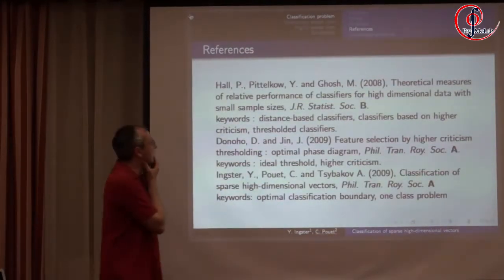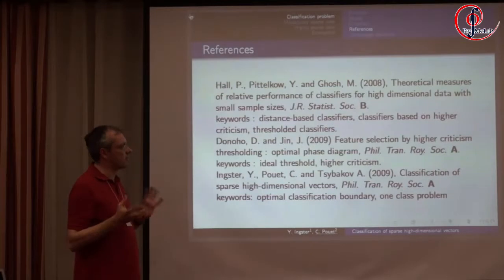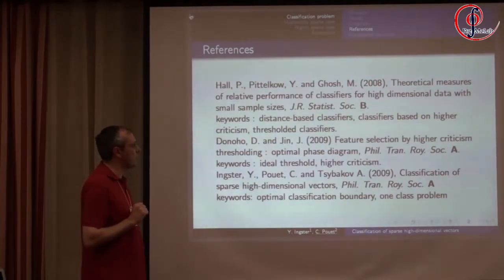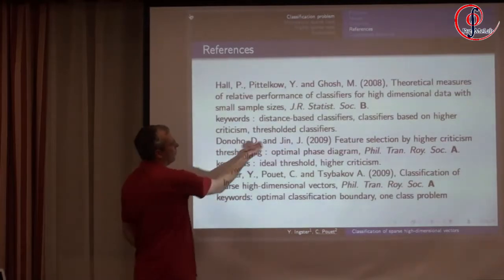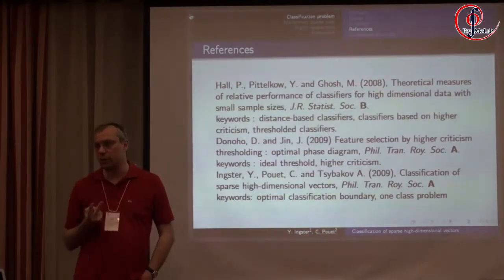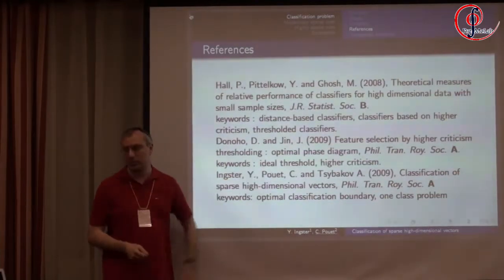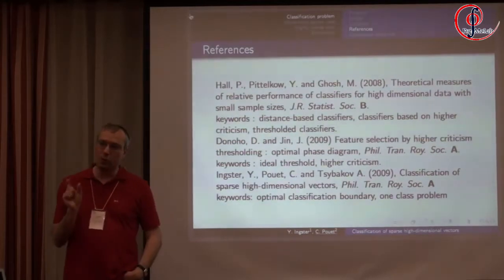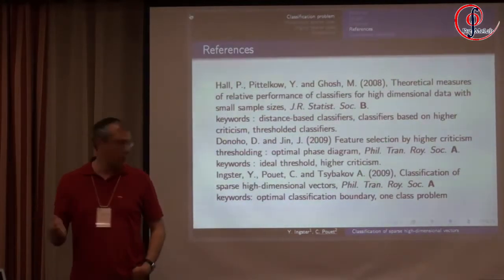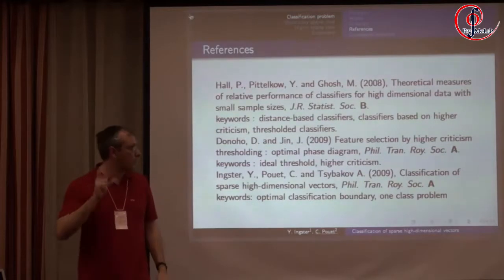So some references. There was a work by Peter Hall and Ghosh in 2008, and it was almost the same problem with classifiers based on distance. So it was distance classifiers. There is also a work by Donoho and Jin in 2009, and it's not exactly this case because they have only two classes. And in fact, it is related to the problem we considered with Yuri Ingster and Sasha Tsybakov in 2009 also, because we have two classes, one is no signal and one is with signal. But in fact, this case can be exactly matched to this one, because it's only with some symmetry.